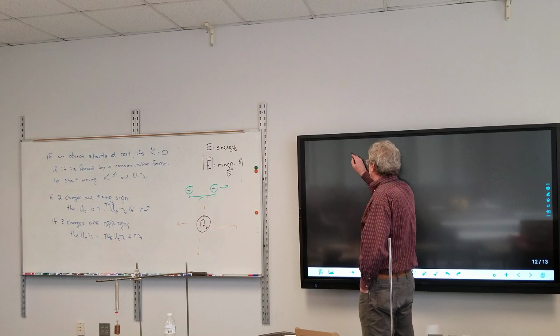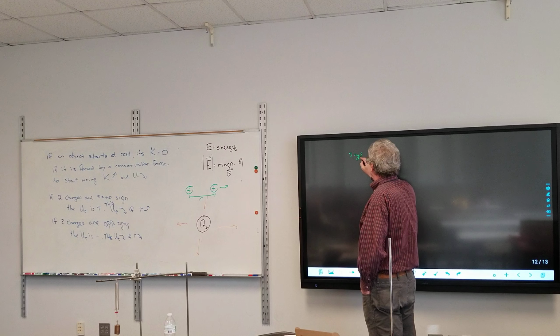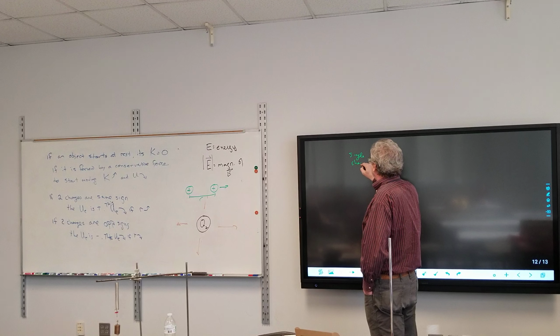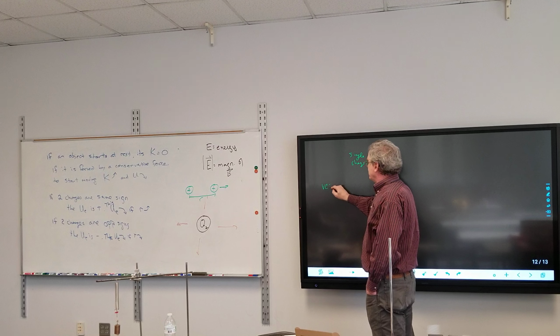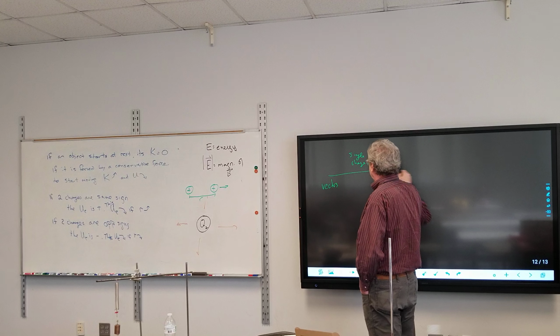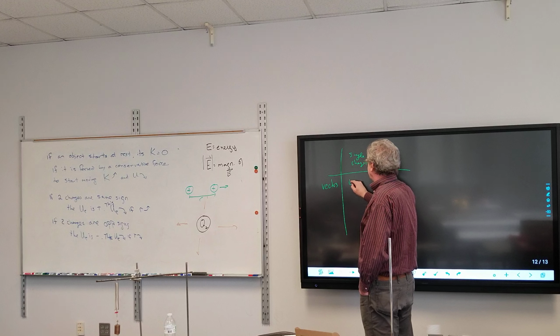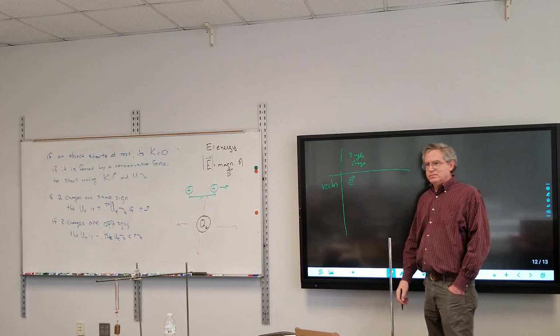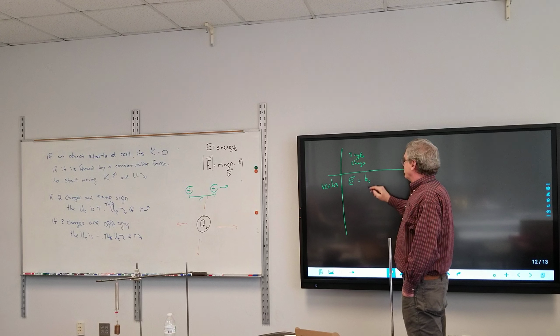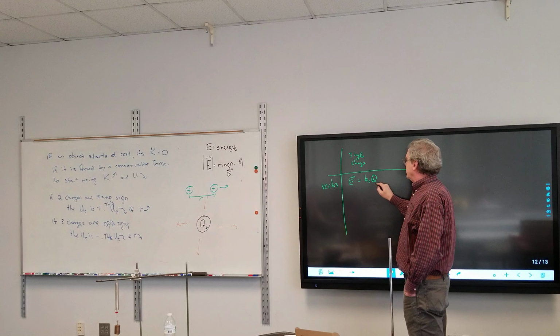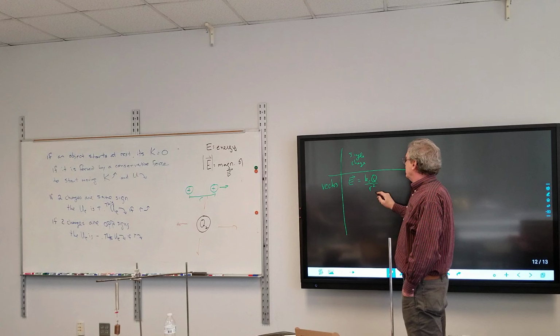If I have a single charge, and I'm talking about vectors, I'm dealing with the electric field. The formula is the electrostatic constant times the charge divided by R squared, R hat.